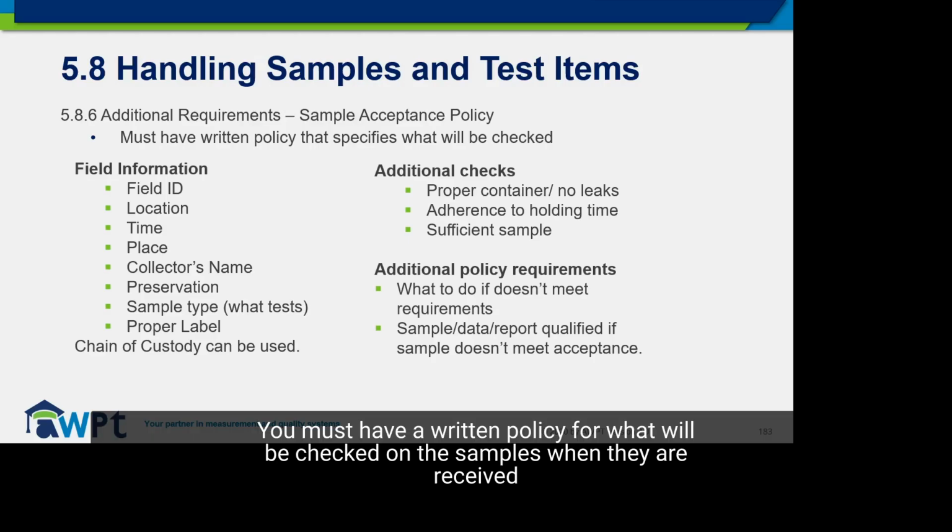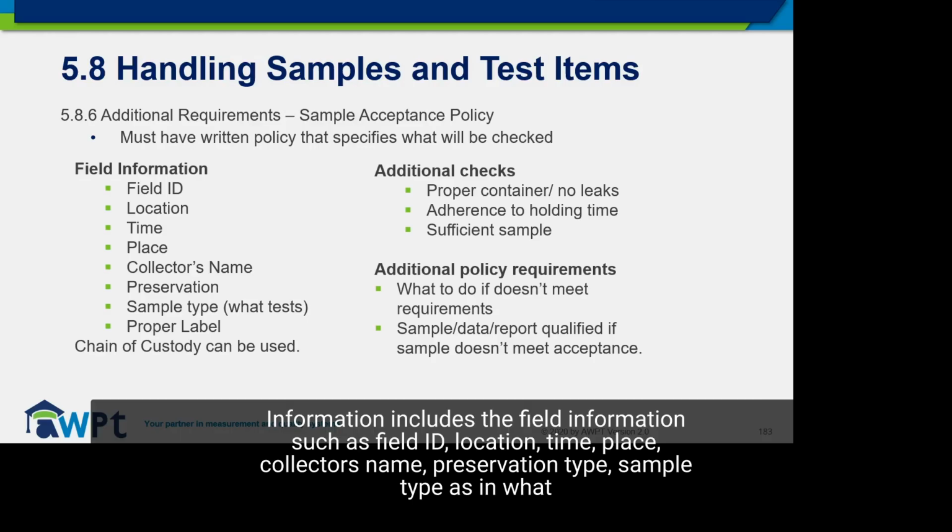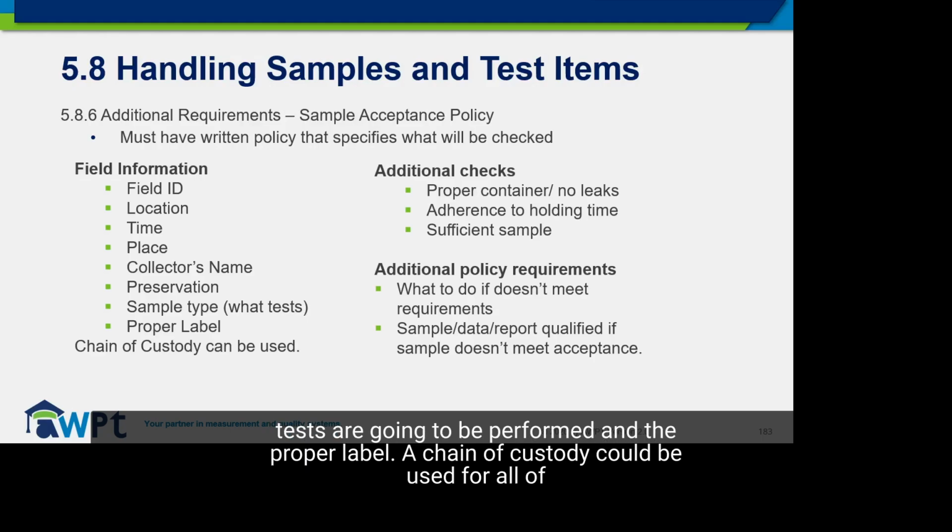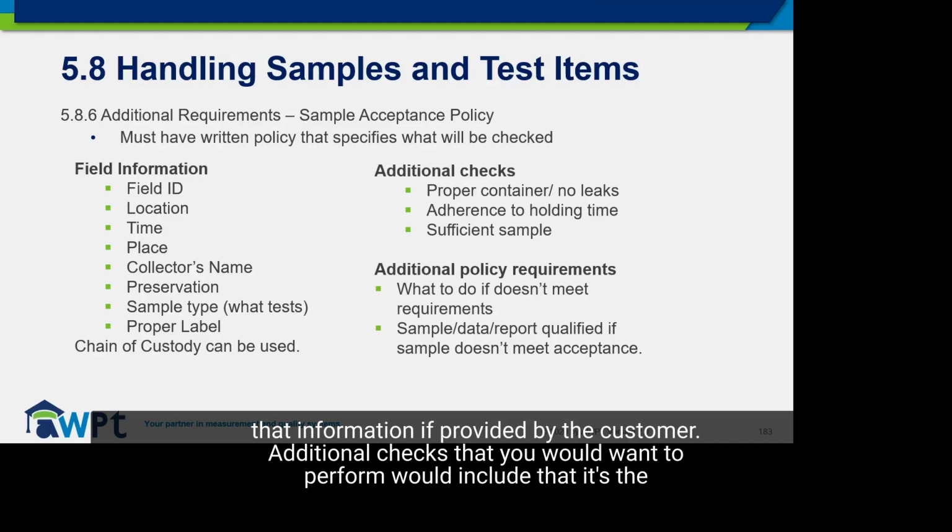You must have a written policy for what will be checked on the samples when they are received. Information includes the field information, such as field ID, location, time, place, collector's name, preservation type, sample type, as in what tests are going to be performed, and a proper label. A chain of custody could be used for all of that information if provided by the customer.